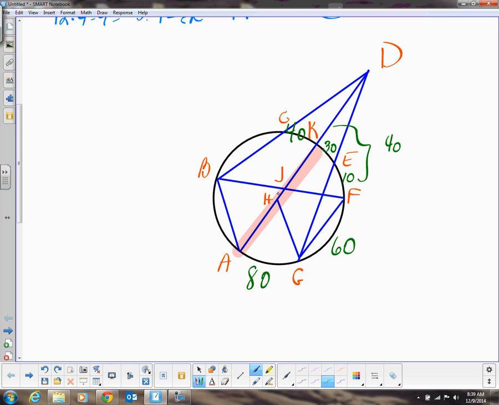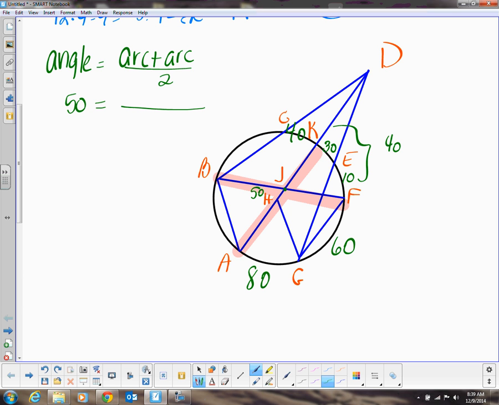This is 50 right here. Okay? So if I trace its sides, where is that angle? In vertex. Where's the vertex? Not on the center. So the angle's going to equal what? It's going to be angle equals arc plus arc divided by 2. All right. What's my angle? 50. What's one arc? 80. Or no. We don't know this arc. This is 40. It's not 30, it's not 10, but 40.